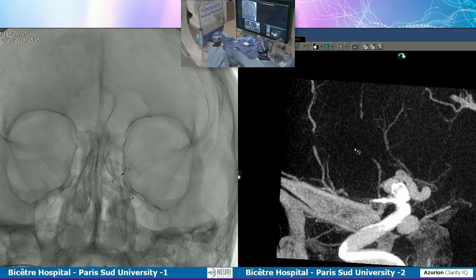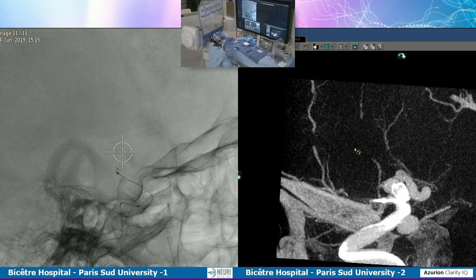So we redo the VasoCT because the balloon was still in position and the wire in the balloon was still there, so there is a blurring effect. But all you can see is the WEB seems to be perfectly at the level of the neck, well anchored on the wall. And if it is confirmed that the WEB is well located at this level, we will detach it. But we redo the VasoCT to avoid the blurring effect of the wire.